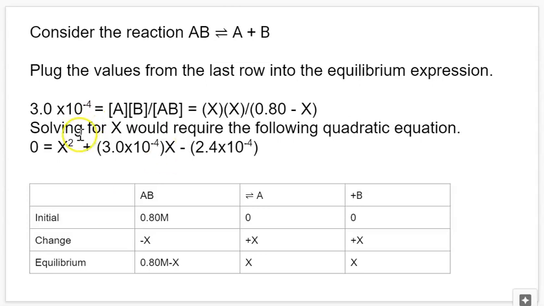So that's going to look like this, where I have 3.0 times 10 to the negative 4 equal to A times B, which are both x, divided by 0.8 minus x. And if I do the math here, I'm going to end up with a quadratic equation that looks like this, where I have 0 is equal to x squared plus 3.0 times 10 to the negative 4x minus 2.4 times 10 to the negative 4, which is the product of 0.8 and 3.0 times 10 to the negative 4.